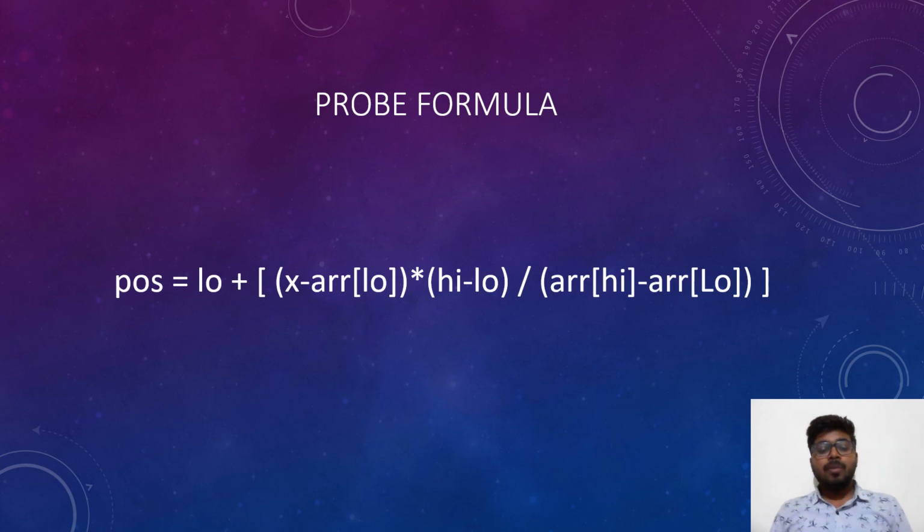The probe formula which is used to find the probe position is: low, which is the lowest index, plus (x minus arr[low]) into (hi, which is the rightmost index of the subarray, minus low) divided by arr[high] index element minus arr[low] index element.